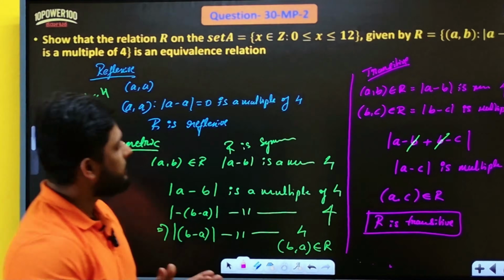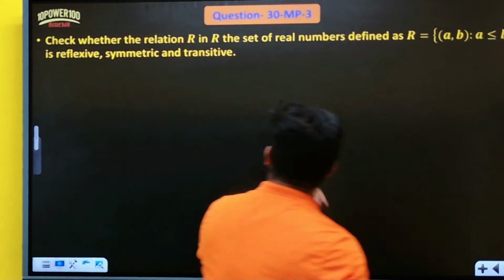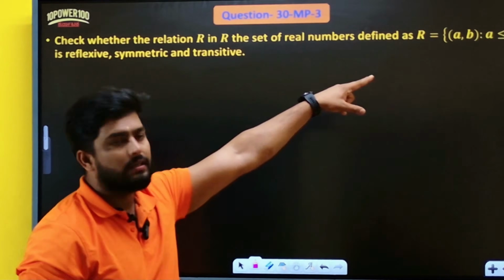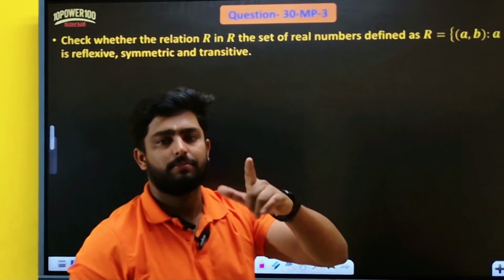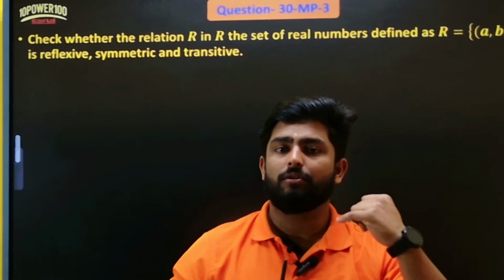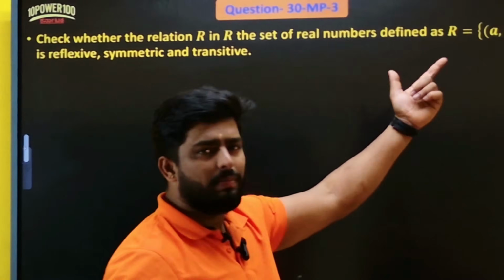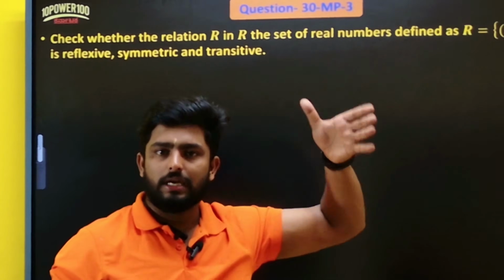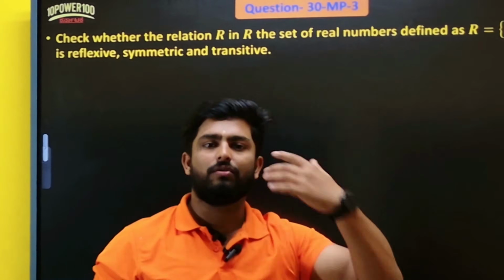Okay, so next question. Check whether the relation R in the set of natural numbers, A less than or equal to B cube. In your textbook we have A less than or equal to B square also, and A less than or equal to B also. A less than or equal to B is not a big problem, but for B square and B cube there is a solid set of numbers, kids. Okay, so go for those numbers.